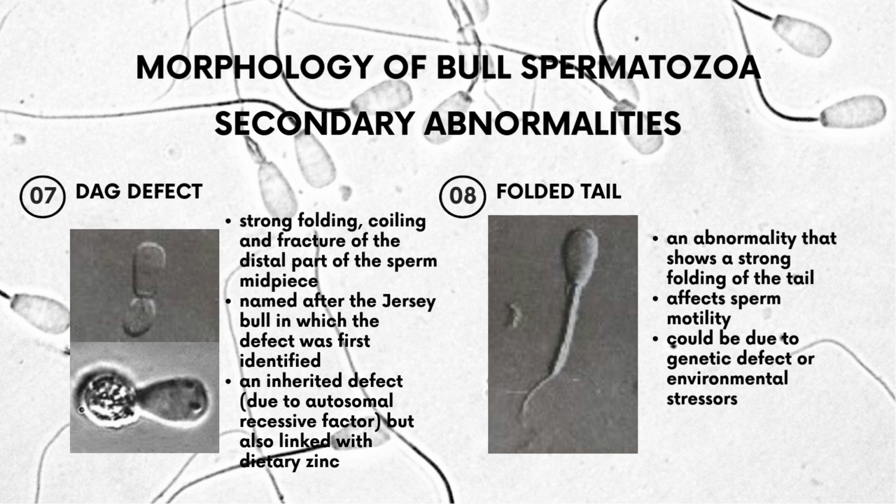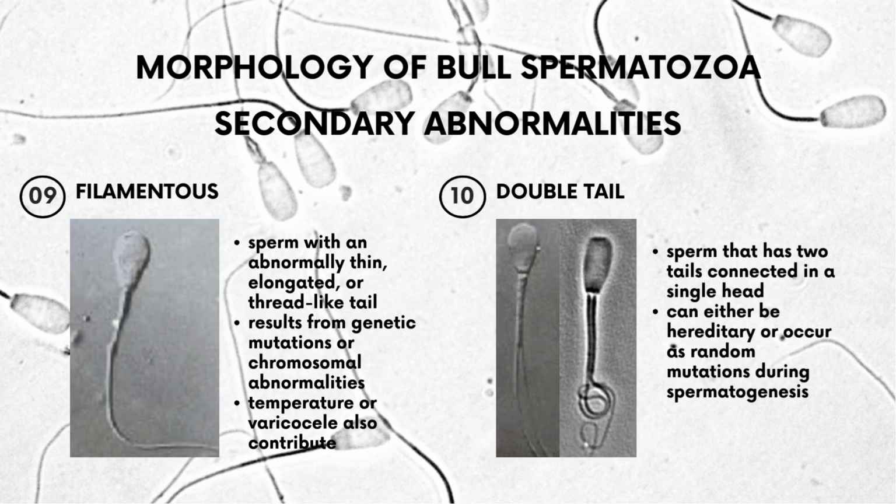The next sperm defect is folded tail. It is an abnormality that shows a strong folding of the tail, which affects sperm motility. This could be due to genetic defect or environmental stressors. The sperm tail can also be filamentous, where it has an abnormally thin, elongated, or thread-like tail. It results from genetic mutations or chromosomal abnormalities, although temperature or varicocele also contribute. The second photo shows a sperm that has two tails connected to a single head. It can either be hereditary or occur as random mutations during spermatogenesis.